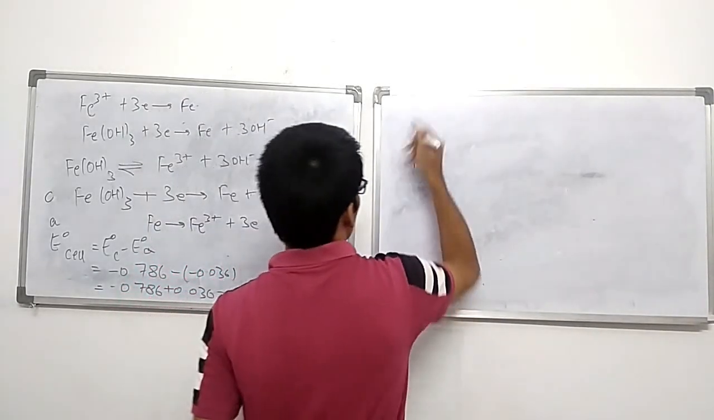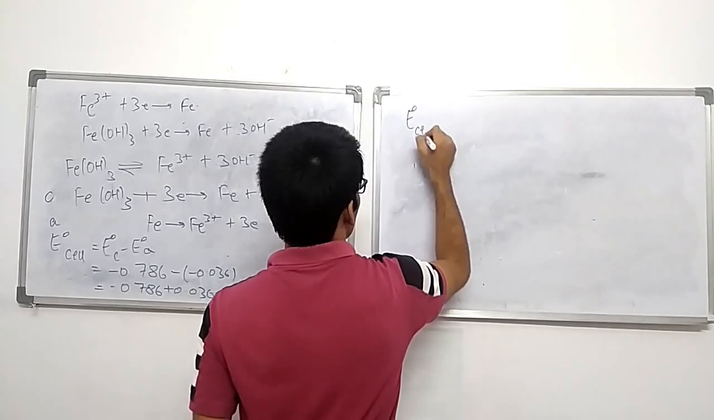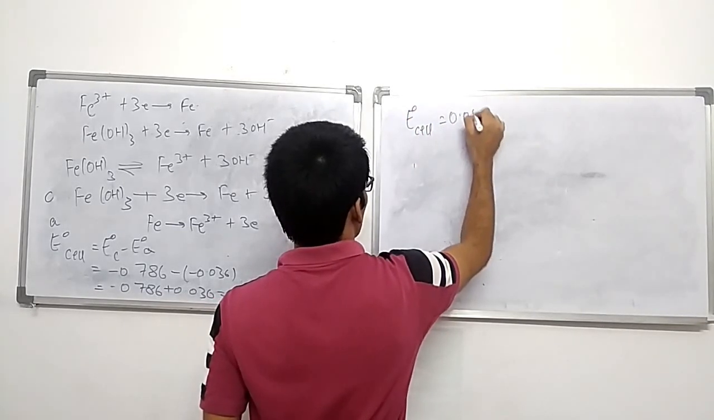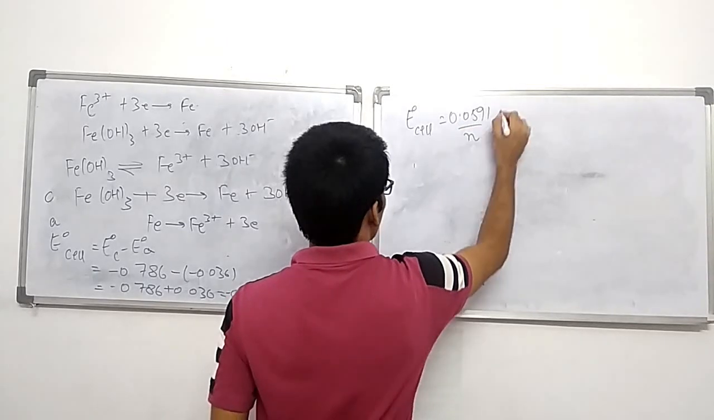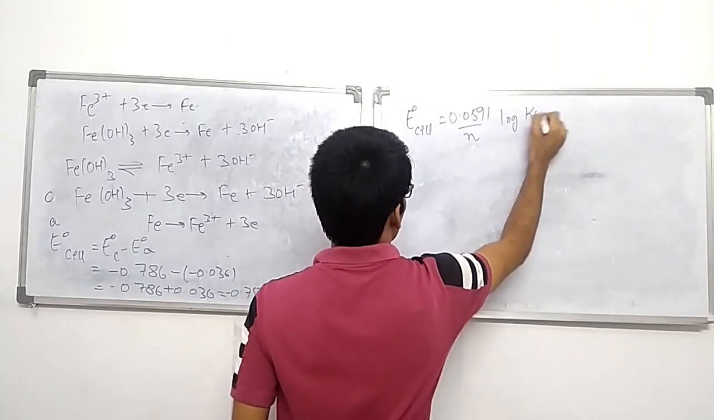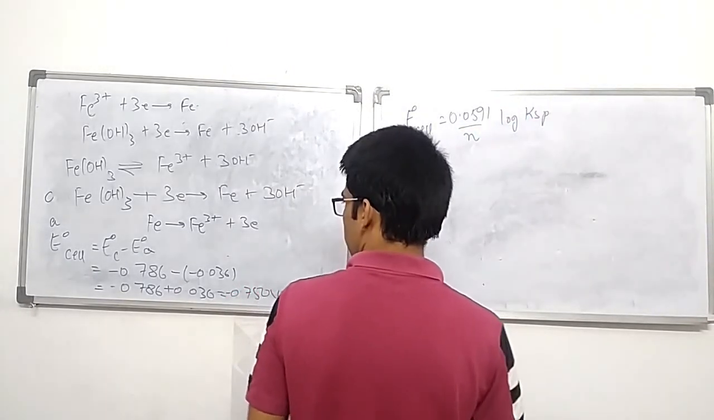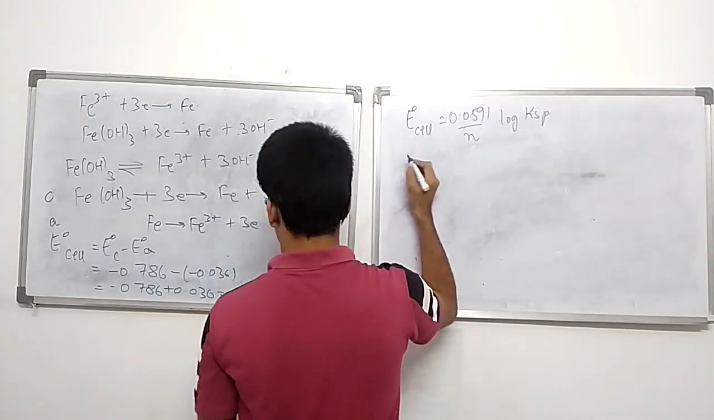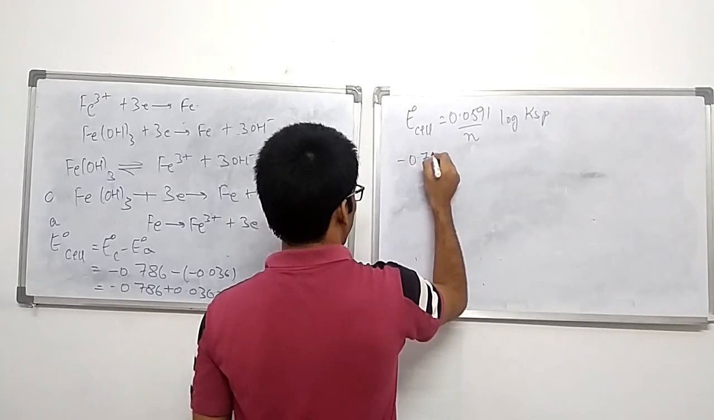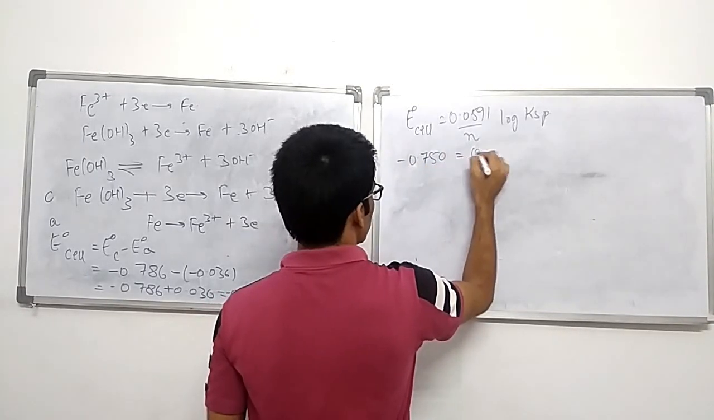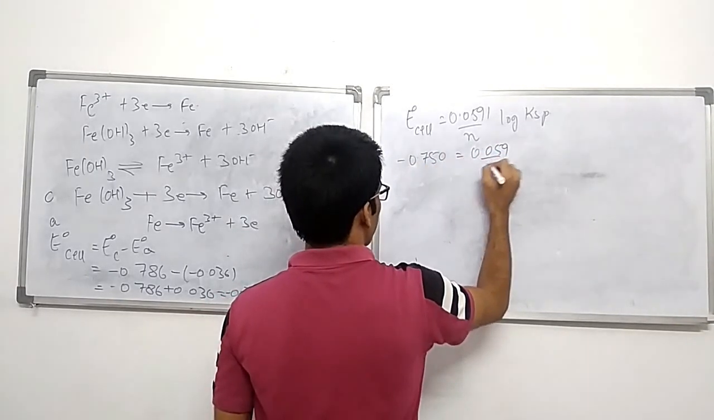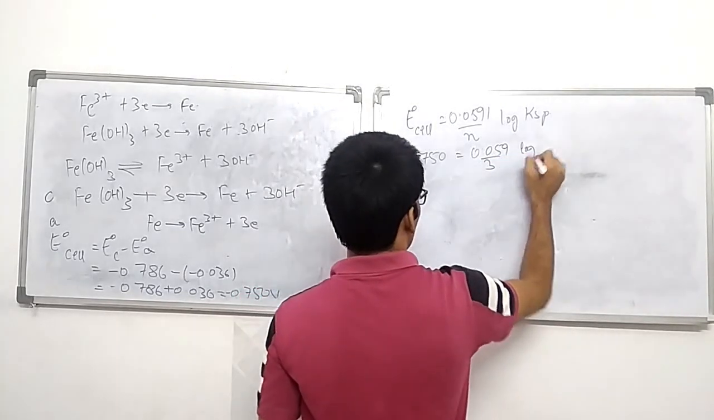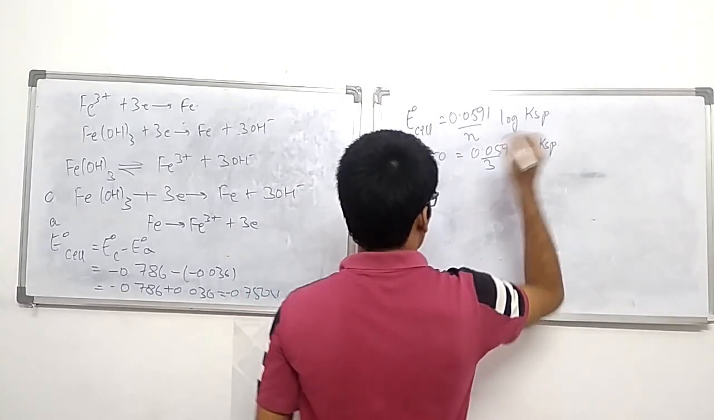So I know E naught cell is equal to 0.0591 by n log KSP. What is my n? n is 3. That gives me negative 0.750 is equal to 0.059 by 3 log KSP.